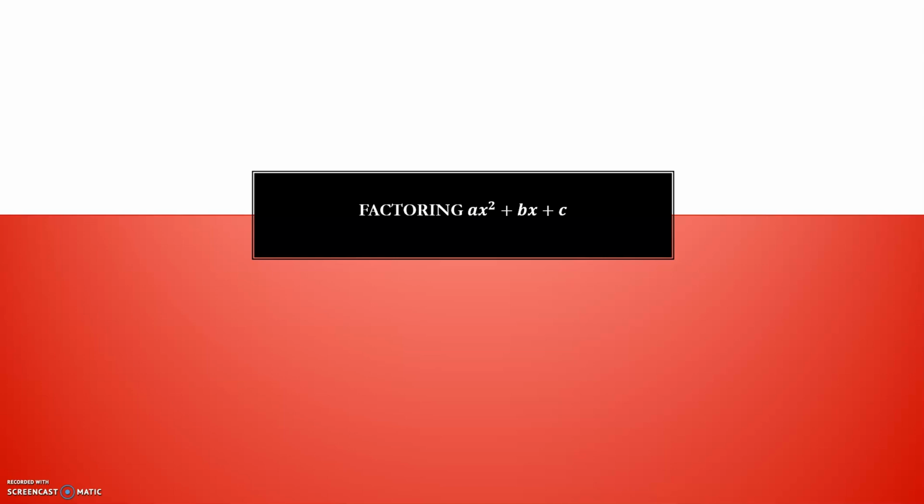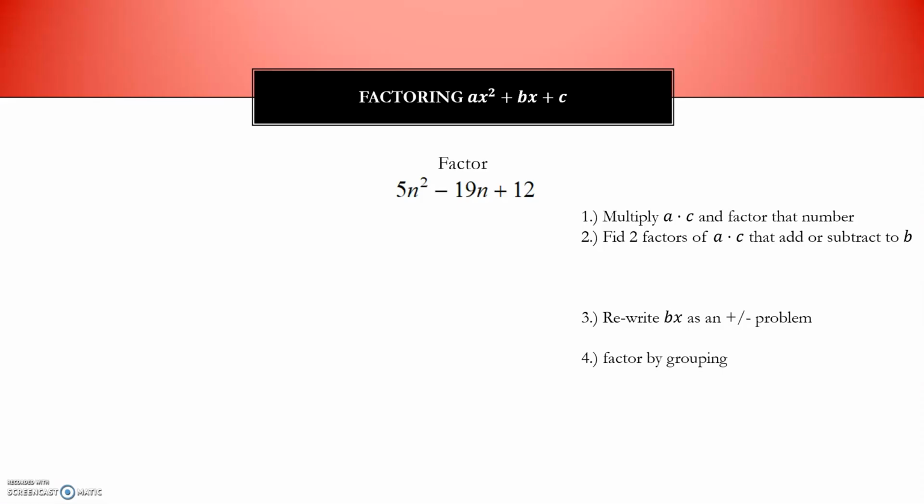Now, with this, there are a number of steps, because the way that we have to do this is to create for ourselves a factor by grouping problem rather than use a shortcut as we did in the last video. So we have to follow the technique that I showed you at the beginning of the last video. We have to multiply a times c. So in this example, we're going to do 5 times 12. 5 times 12 is 60.